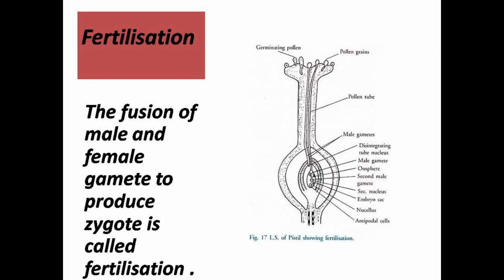Pollination is followed by fertilization. The fusion of male gamete with the female gamete to produce zygote is called fertilization.